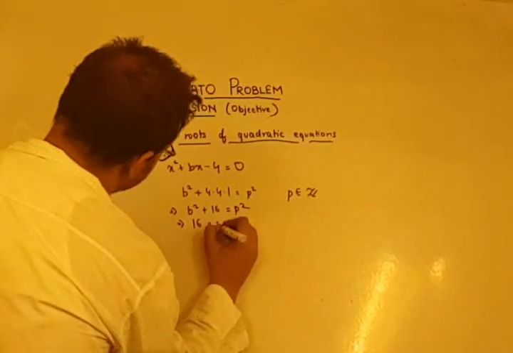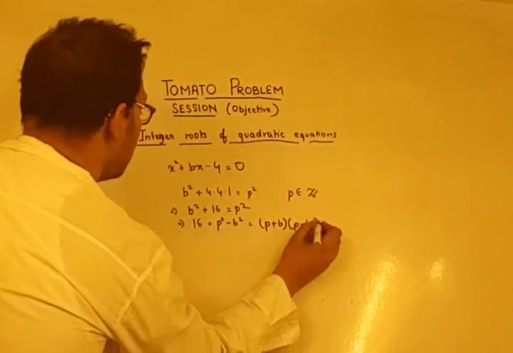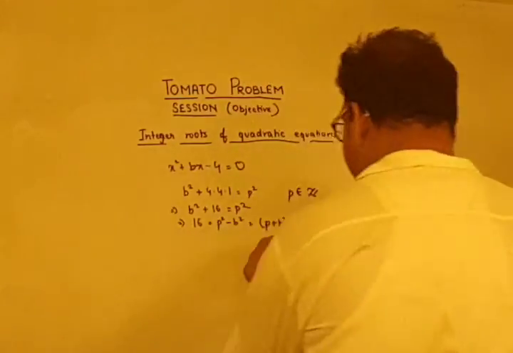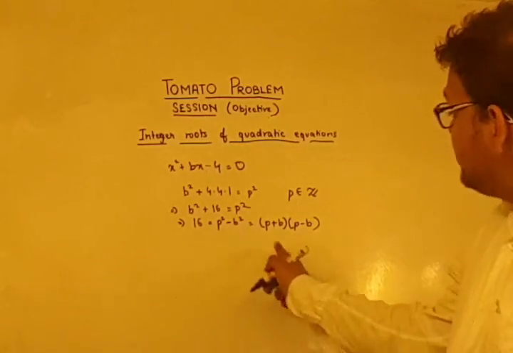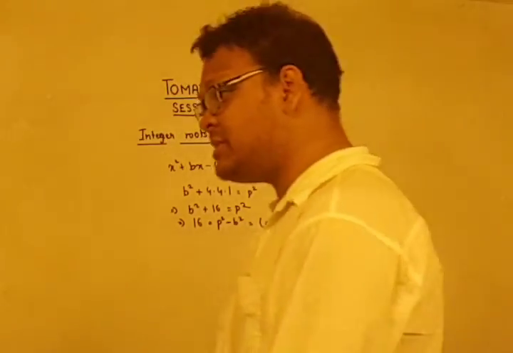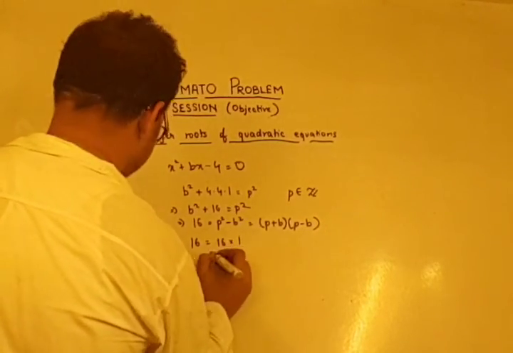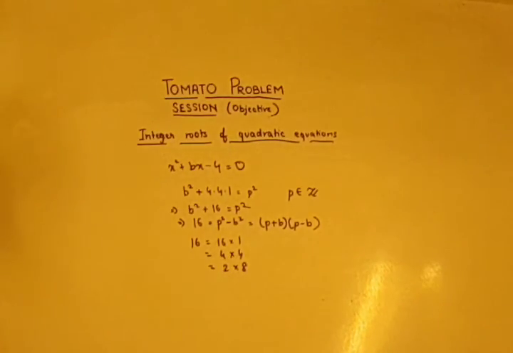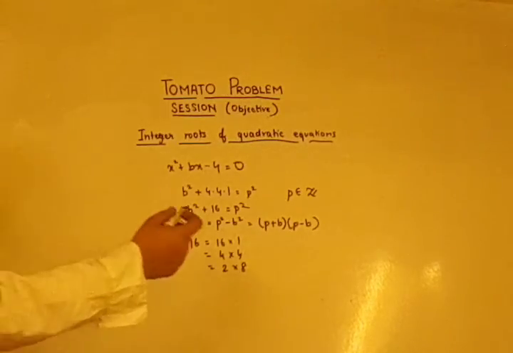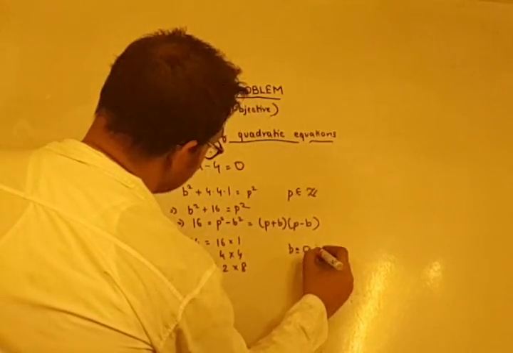and 16 equals p square minus b square, which can be factorized as p plus b into p minus b. Now this is very simple. Since p is an integer and b is an integer, for their factors to multiply to 16, we must see how many factors of 16 exist. So 16 can be written as 16 into 1, 4 into 4, 2 into 8. These are the only possible ways to write 16. Therefore, if you substitute each time in this equation and solve it, you will ultimately get b as, I leave the solving part up to you, 0, plus minus 3.